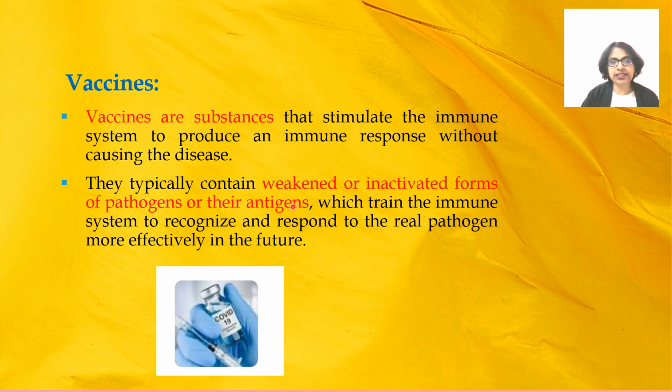They typically contain weakened or inactivated forms of pathogens or their antigens. So these vaccines consist of the inactivated forms of pathogens or their antigens, which train the immune system to recognize and respond to the real pathogen more effectively in the future.